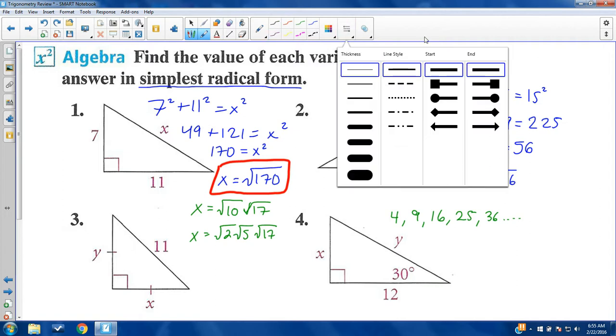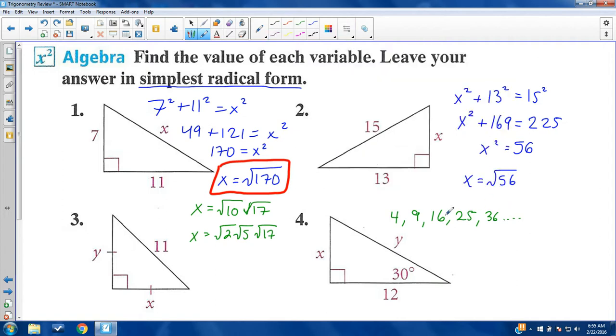Notice that I stopped at 36. I probably could have stopped at 25 or 16. I can divide 56 by 4. I cannot divide 56 by 9. I cannot by 16. 25, no. Now, the next perfect square is greater than half of 56. Because half of 56 is 28.